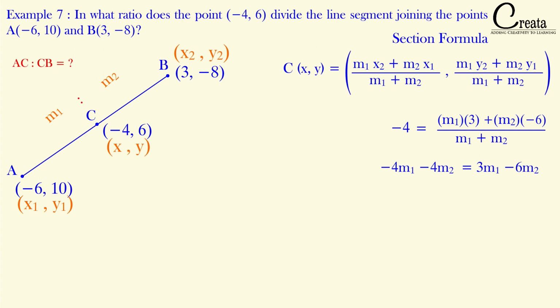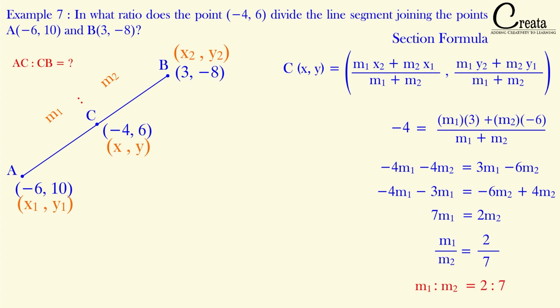Let's solve this equation. On rearranging m1, m2, on solving, we got 7m1 is equal to 2m2. Or we can also say m1 by m2 is equal to 2 by 7. That is m1 is to m2 is 2 is to 7. So we got the ratio as 2 is to 7. That is the answer of the question. We can also get the same answer if we take the y coordinate. That is, if we take the y coordinate, 6 is equal to -8m1 plus 10m2 upon m1 plus m2.